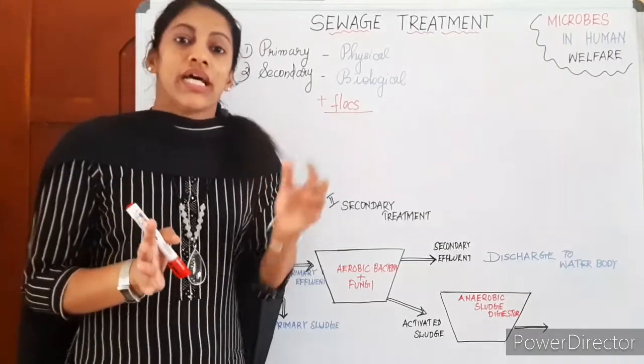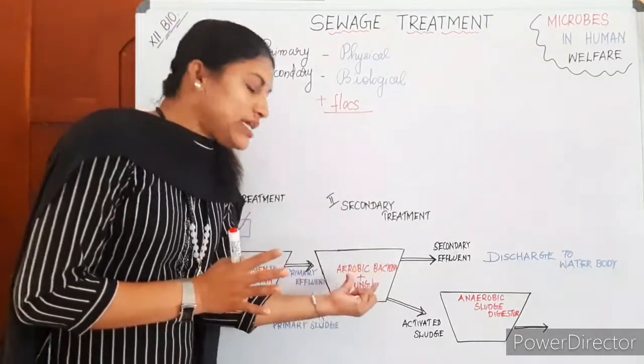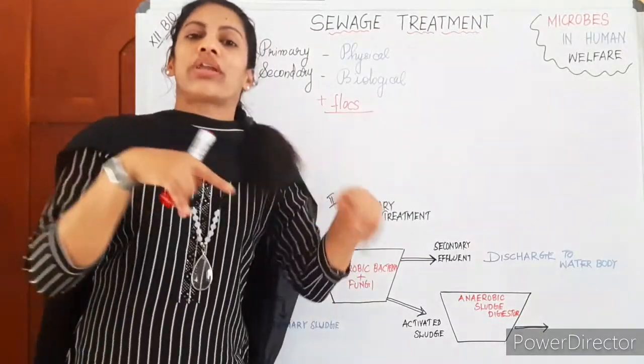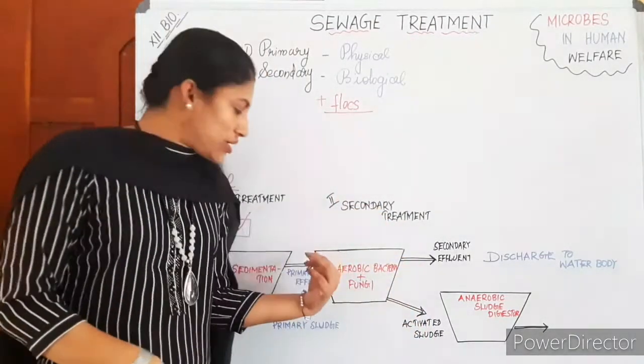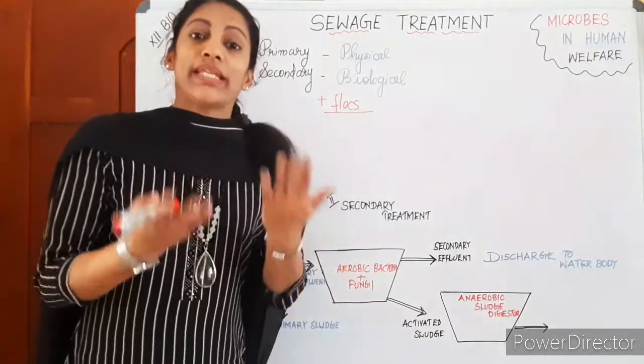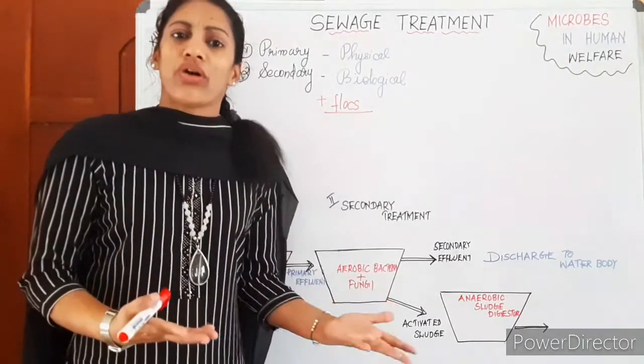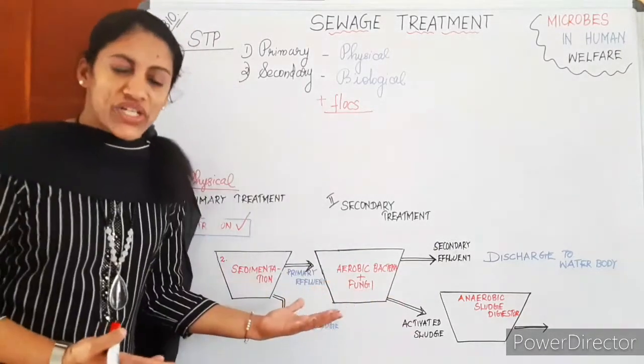These are actually biological organisms, and these organisms consume the organic matter present in the sewage water. In this effluent, whatever organic matter is present will be eaten or consumed by the microbes for their growth. We can call it degradation taking place.